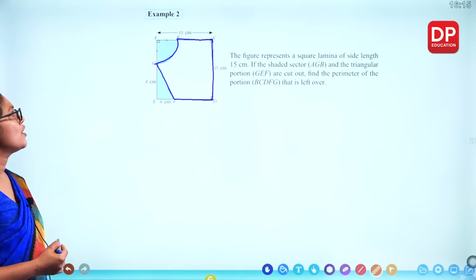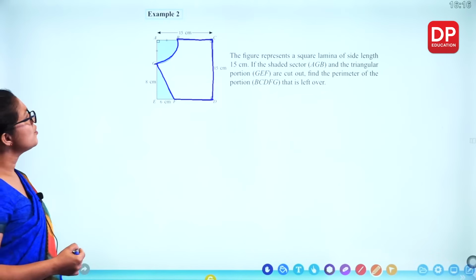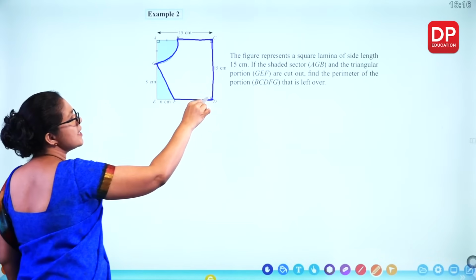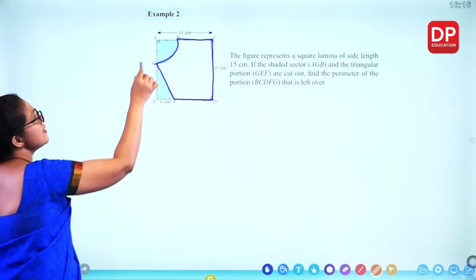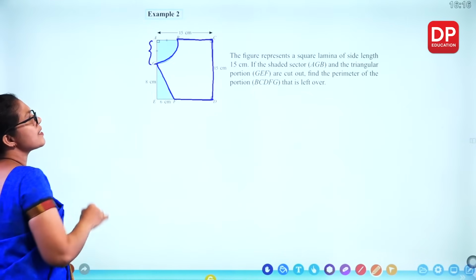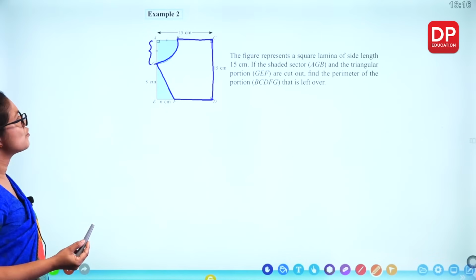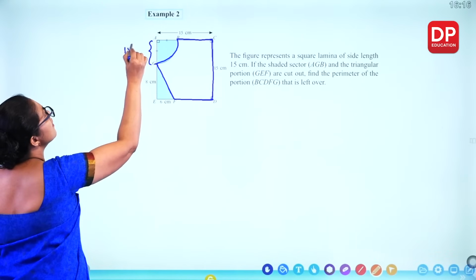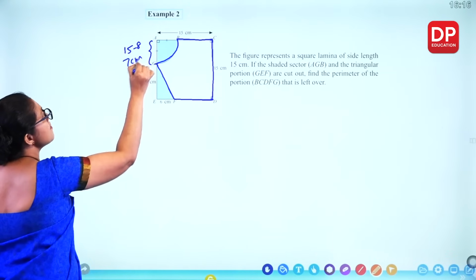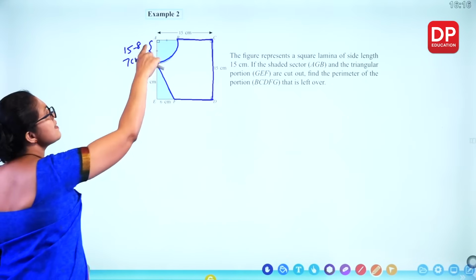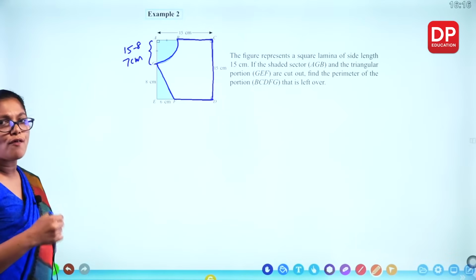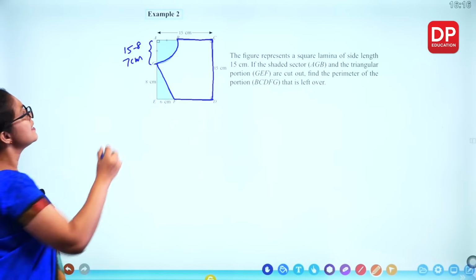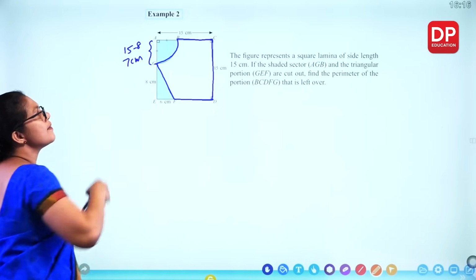So how can we find out the perimeter? Can you see this whole distance is 15 and this distance is 8. So what is this part? You have to subtract. 15 minus 8, you get 7 centimeters. Now this is a sector, a quarter of a circle. The radius of the quarter circle is now 7 centimeters.